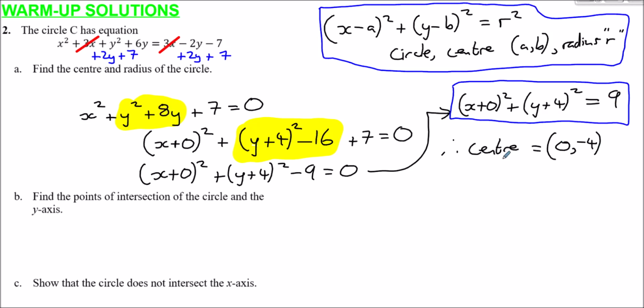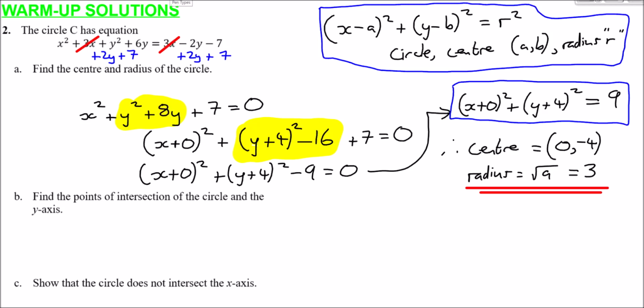Its radius squared is 9. So therefore, radius is the root of 9, which is 3. So that's part A completed. Next, for part B, we're asked to find the points of intersection of the circle and the y-axis.